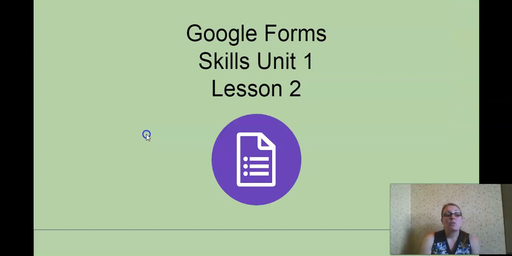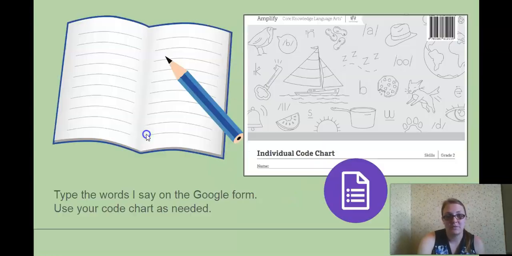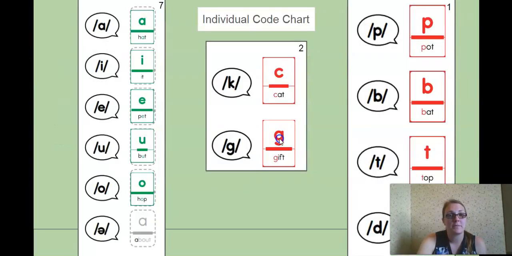Okay. There will be a few more questions about this story, as well as some more dictation to work on from the beginning part of our lesson. You're going to use your Google Forms. It will be Skills Unit 1, Lesson 2. You're going to, once again, type the words that you hear me say on the Google form, and just like before, you can still use your individual code chart to help you remember the sounds that we've practiced.